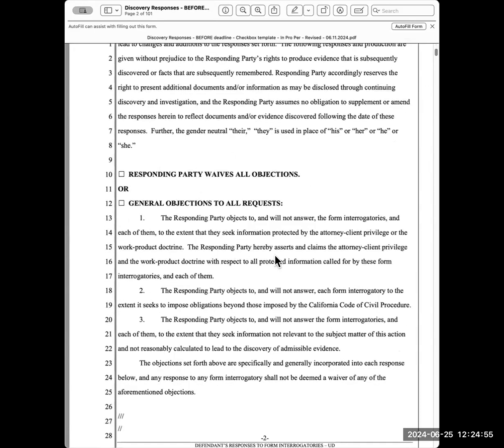Next is the objections. And these are just general objections that we're not going to go into now. But note that if you are within the 5-day calendar day deadline to respond, then you can check here, general objections to all requests. You can use the other version of the discovery that I posted in the chat for after the deadline. It has the objections already removed. It makes it much simpler.